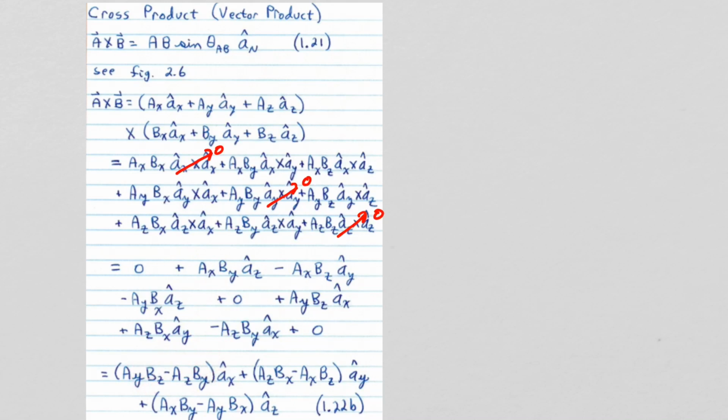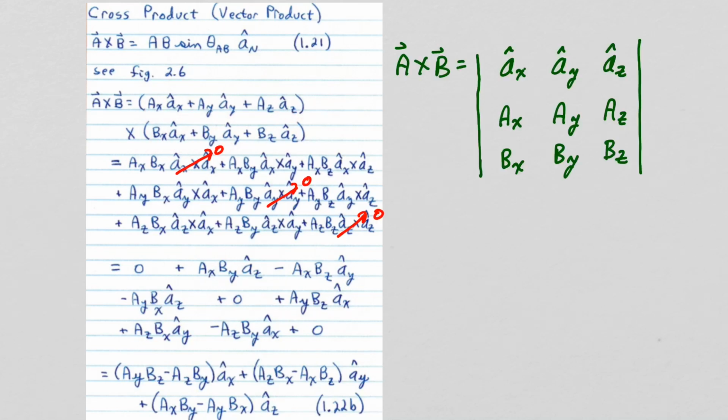So this expression is how you would find the cross product between two vectors written in component form in Cartesian coordinates. This is not an expression you want to memorize, but it turns out if you form this determinant where the first row are the unit vectors, the second row are the components of your first vector A, the third row is the components of your second vector B, expanding this determinant will give you this expression.